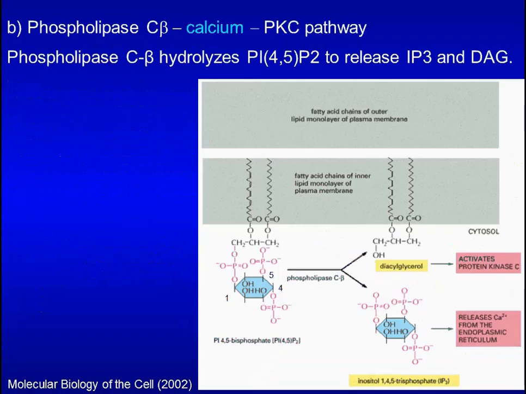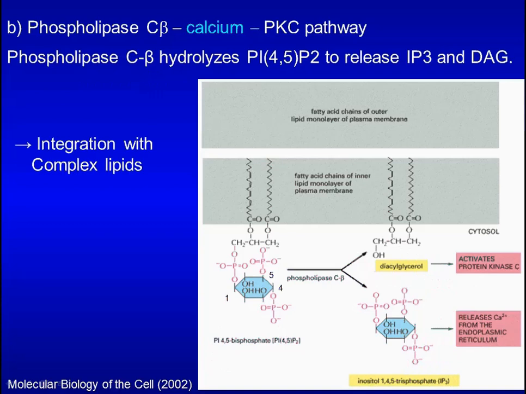The second major target of trimeric G protein is phospholipase C-beta. Phospholipase C-beta cleaves PIP2, and here is PIP2. It is associated with the cell membrane. Phospholipase C-beta cleaves PIP2 and releases diacylglycerol and IP3. Diacylglycerol and IP3 are second messengers.